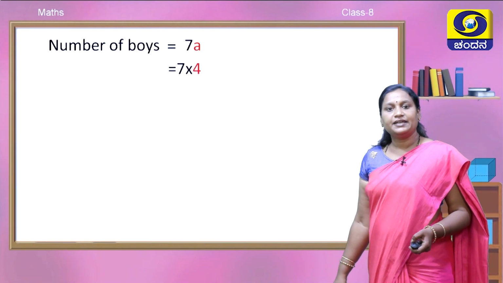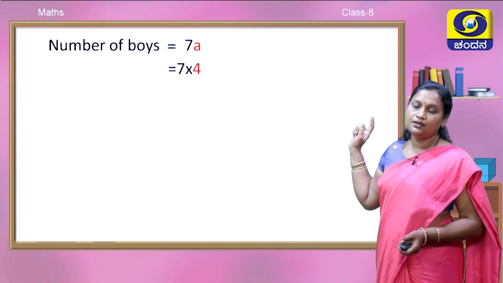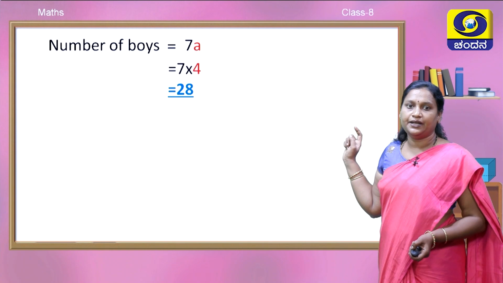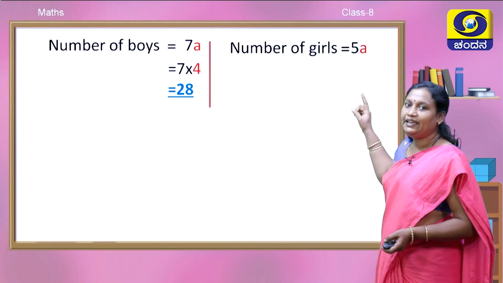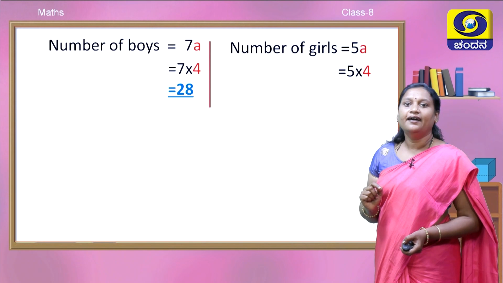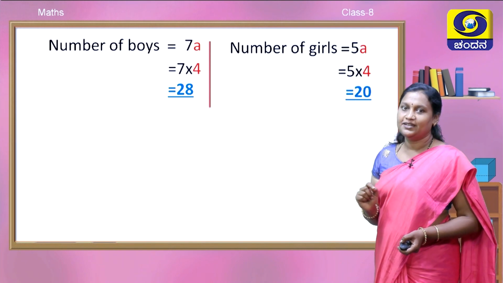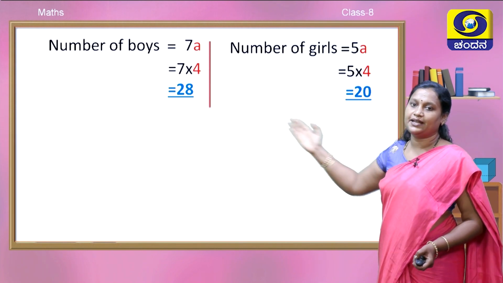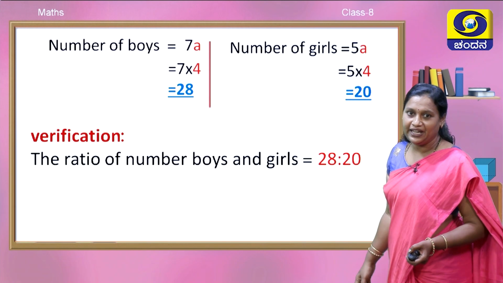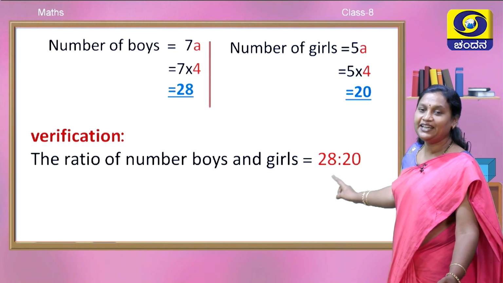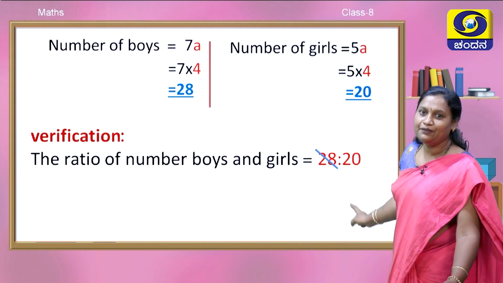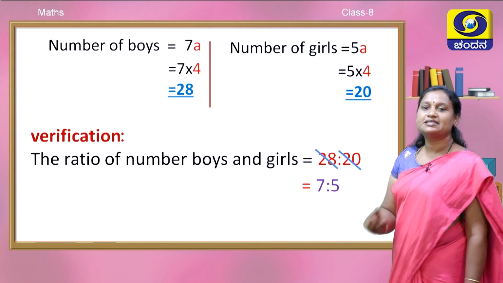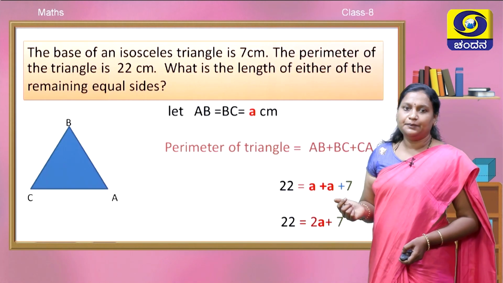Therefore, I will take it this way. The number of boys is 7a. So, I will substitute the value of a there. It is 7 4s are 28. Similarly, if you take number of girls, it is 5a, and then 5 into 4 is 20. Now, we have found out total number of boys and girls, it is 28 and 20. If you go for verification, it is so easy, 28 is to 20, and if you simplify, you are going to get 7 is to 5, which is right. Next, we will take up an example from geometry.